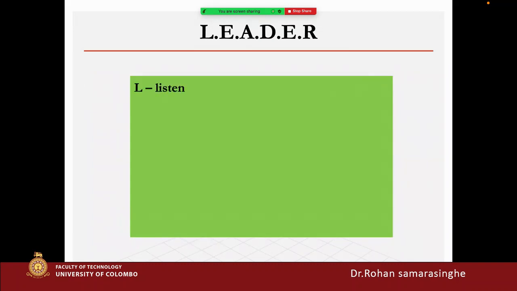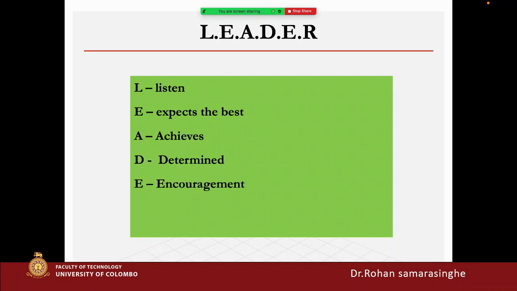Normally, a leader must listen to the others, as well as expect the best. He always expects the best and achieves all, as well as being determined to do it, never giving up, and giving encouragement, as well as finally respect to the others. So we can summarize these as: listen, expect the best, achieve, determine, encouragement, and respect.